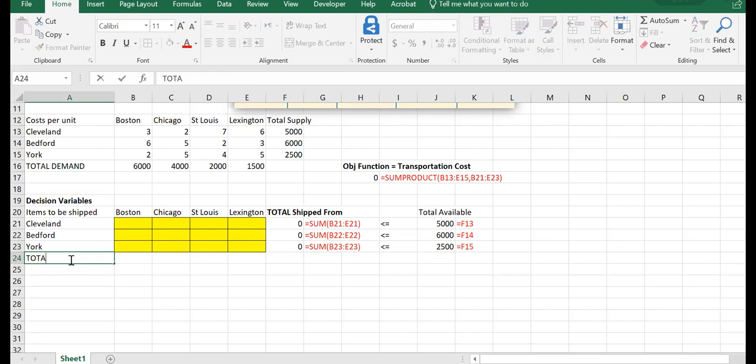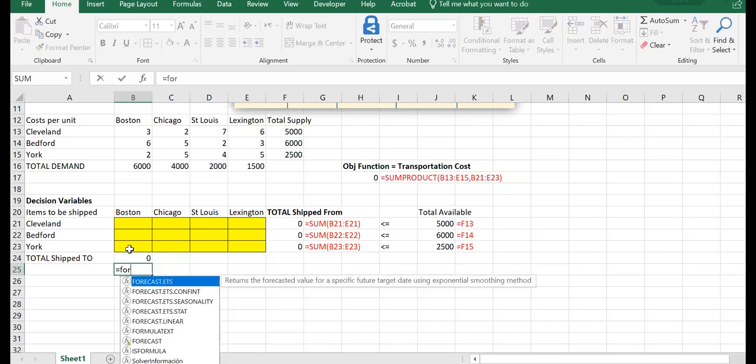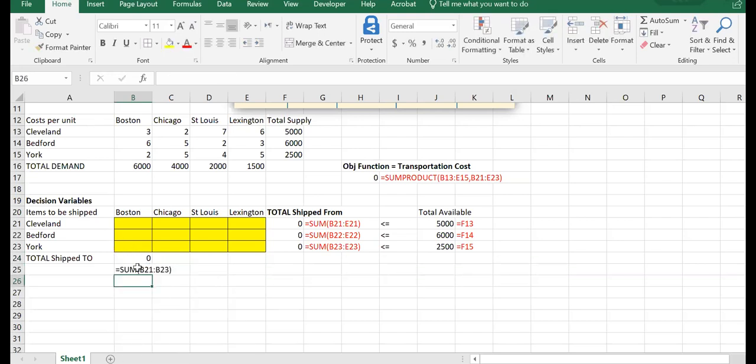And we also need to make sure that the demand is satisfied. So for Boston, the total quantity shipped to Boston is equal to the sum of items shipped to Boston. And I'm going to put the formula right here.